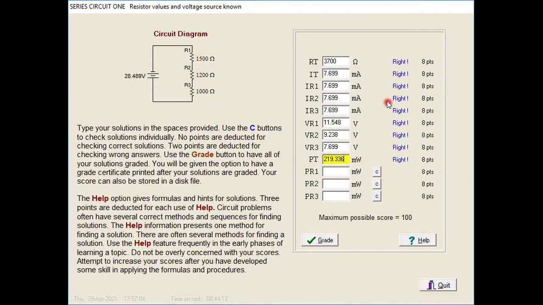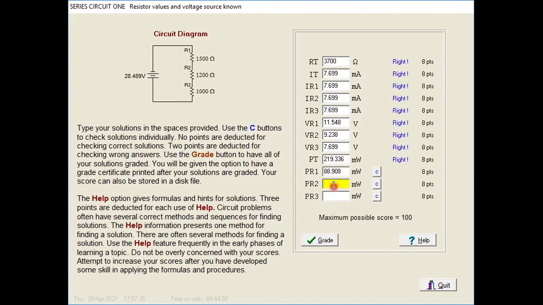We're going to do 7.699 milliamps, and we're going to multiply that by the voltage drop of 11.548 volts. And that gives me a power total for resistor number 1 of 88.908 milliwatts.